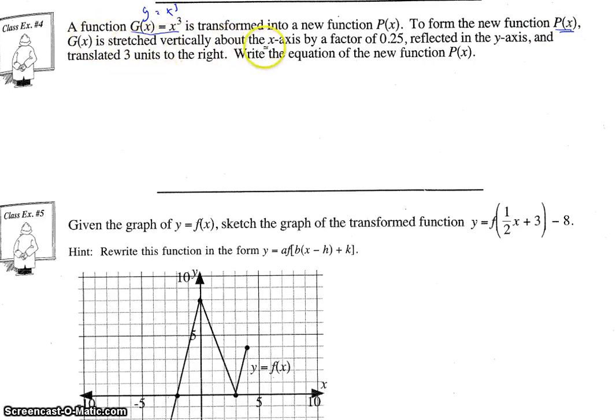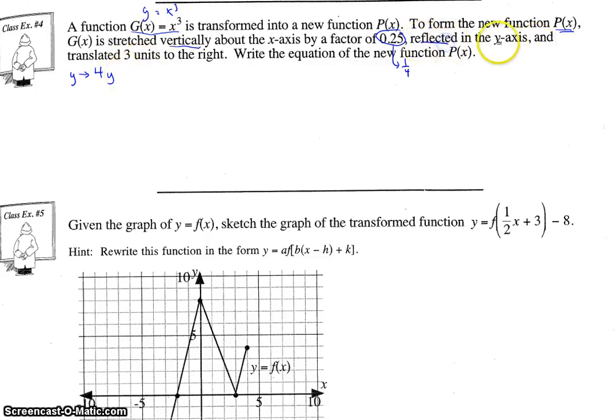G of x is stretched vertically about the x-axis by a factor of 0.25. So the replacement for that, vertically, so y, stretched, so we're multiplying y by a factor of, oh, that's not a good factor to have. That as a fraction is 1/4. And if you're not sure about that, you can go on the calculator, 0.25, math fraction, enter. Okay, so we have a stretch factor 1/4, which means reciprocal that, and we would get 4 in front of the y here for our replacement. Y is replaced with 4y.